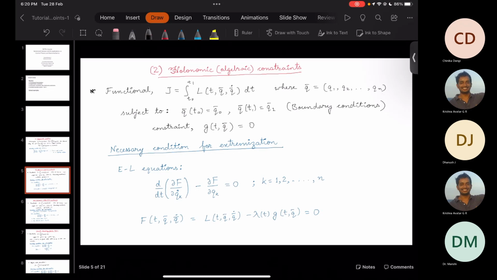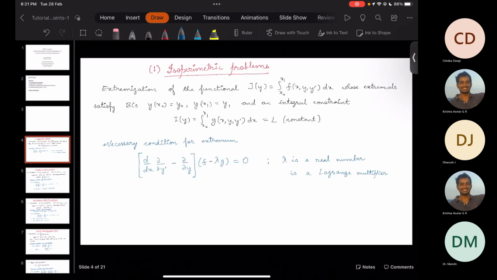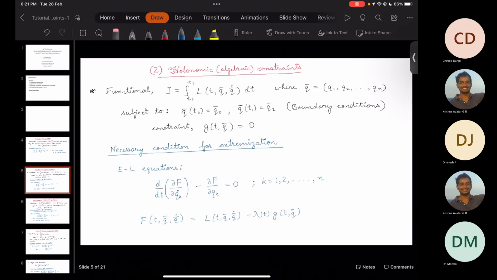And we define our f as L minus lambda g. And you see clearly here that unlike the case of the isoparametric problem, where lambda was just a real number, now lambda has also become a function of t. Now you would ask why.